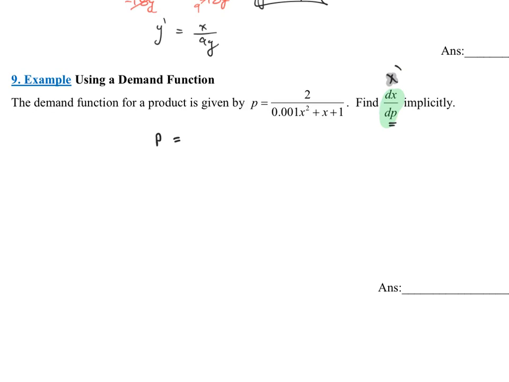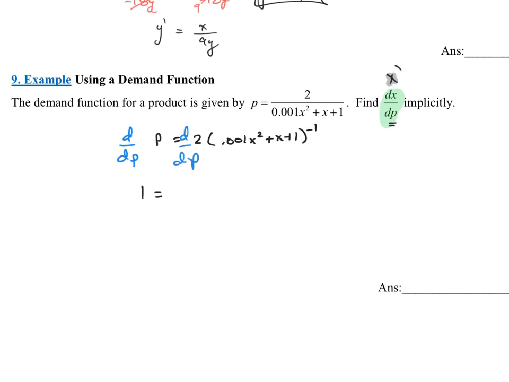Okay. So I want to look at this. We have p equals, and then on the right, why don't I go ahead and write this as 2 times 0.001x squared plus x plus 1 raised to the negative 1. Are you guys okay with that? And again, I'm doing that so I can use the general power rule. If I find the derivative with respect to p of both sides, well, the derivative of p is simply 1.